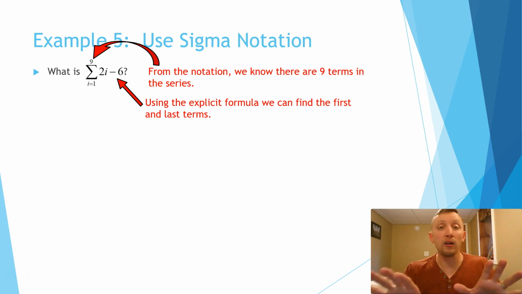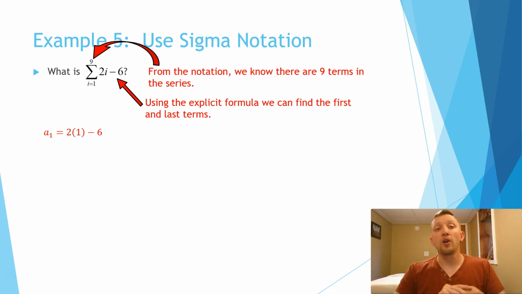We don't have to find all of them, just the first term and the last term. So the first and the 9th. To find the first term, we would put 1 in there for i. So 2 times 1 is 2, and 2 minus 6 would be negative 4. To find the last term in the series, which would be the 9th term, we're going to put 9 in there. So 2 times 9 is 18, and 18 minus 6 is 12. So the first term is negative 4, the 9th term is 12.